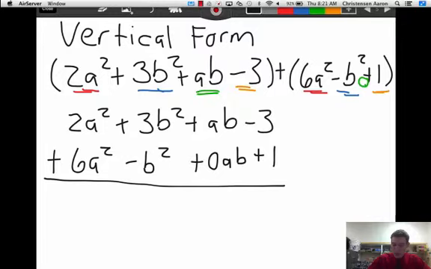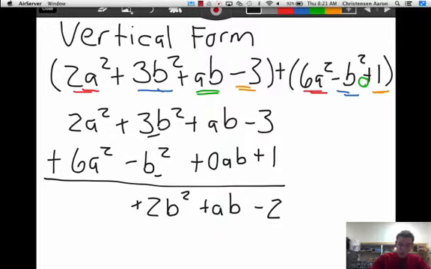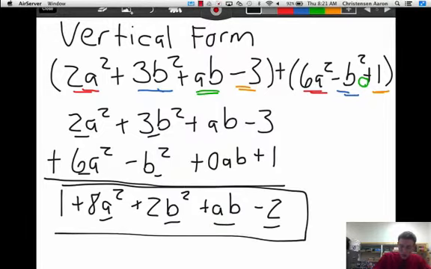So we take minus 3 plus 1, that gets us a negative 2. ab plus 0ab is just simply plus positive ab. 3b squared and minus b squared is simply positive 2b squared. And 2a squared plus 6a squared is a positive 8a squared. Now we look and we see we have no more like terms to add, so this is our final answer using the vertical form.